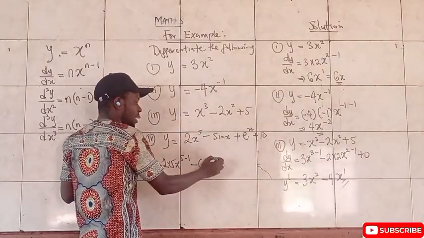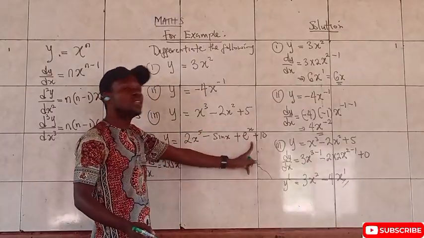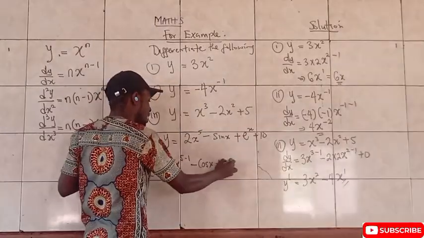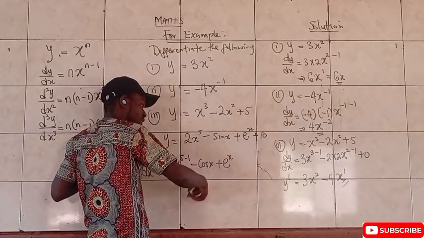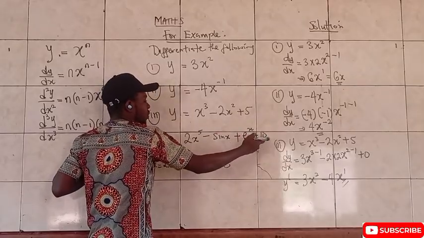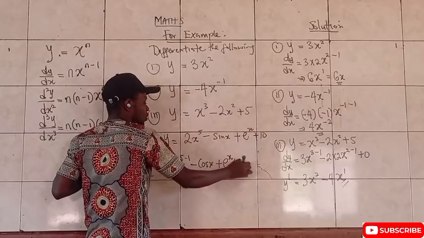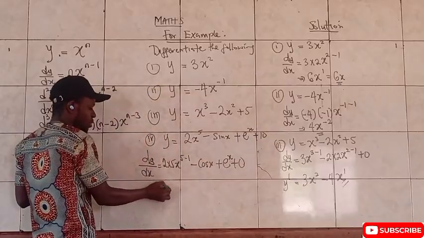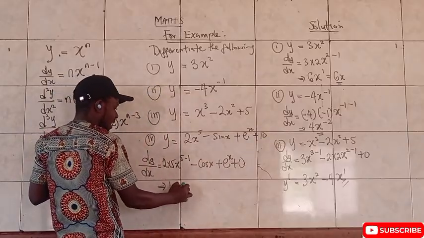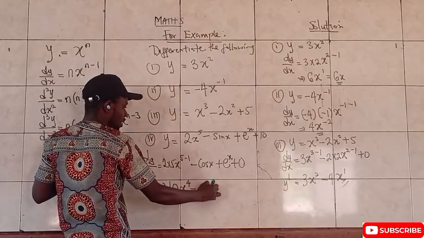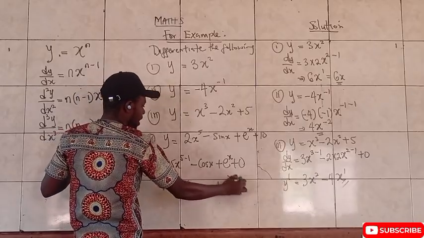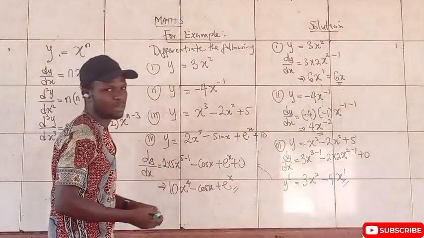It's minus x. Then plus, when you differentiate e raised to x, it gives you e raised to x. That's a smooth function. It gives you e raised to x no matter how often you differentiate it. Then when you differentiate cos plus 10, which is a constant, it gives you 0. So eventually, what will the answer be? It becomes 10x all raised to the power of what? 4 minus cos x plus e raised to the power x. And that's how simple it can be.